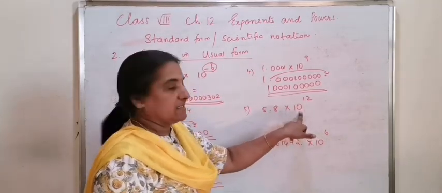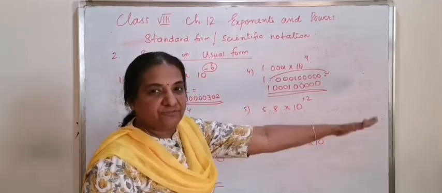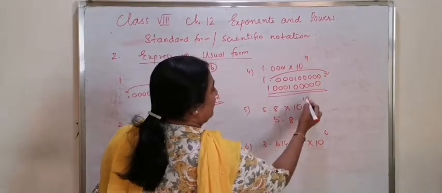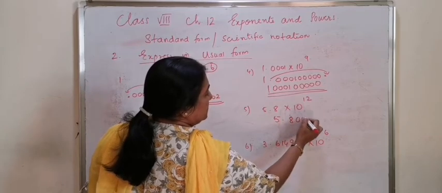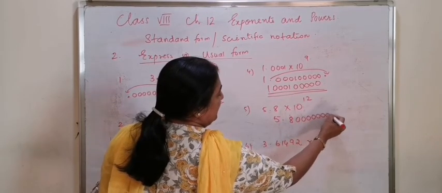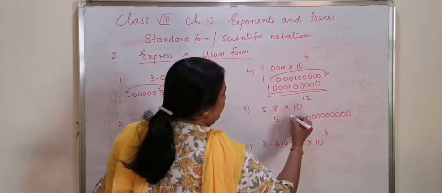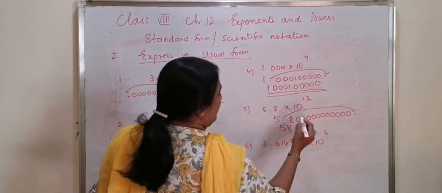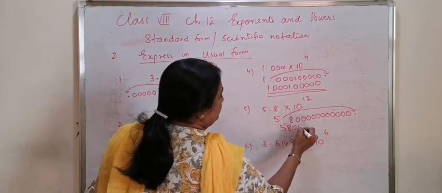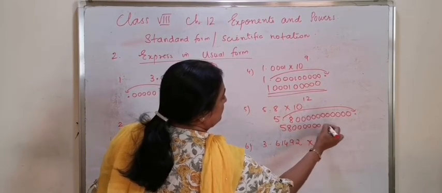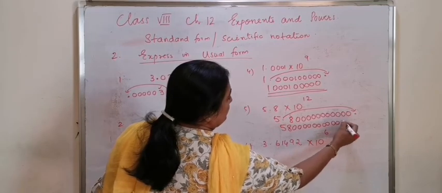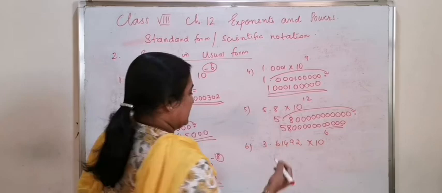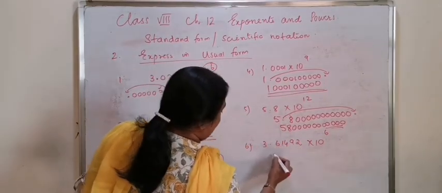Similarly, 12 places. It's a positive power, which means we shift to the right. It is a bigger number. 12 places: 1, 2, 3, 4, 5, 6, 7, 8, 9, 10, 11, 12. Sixth place to the right: 1, 2, 3, 4, 5.